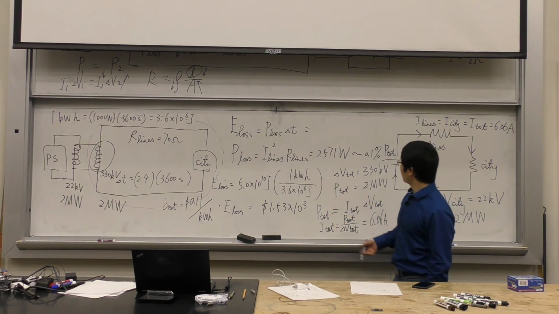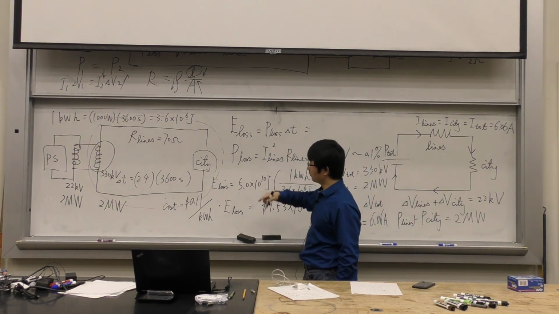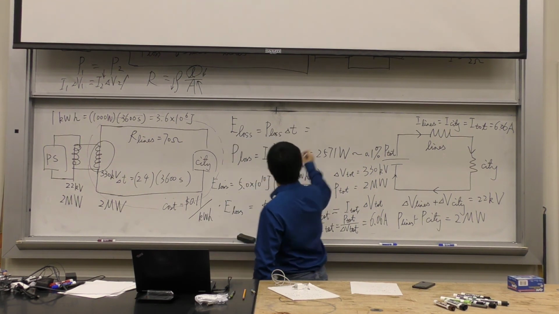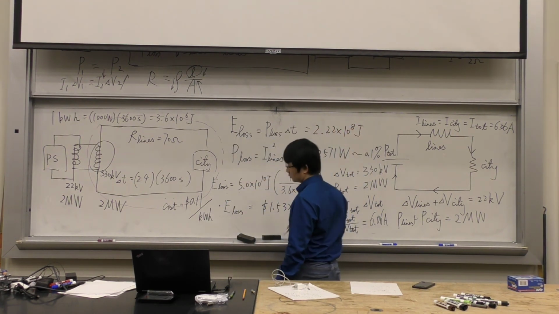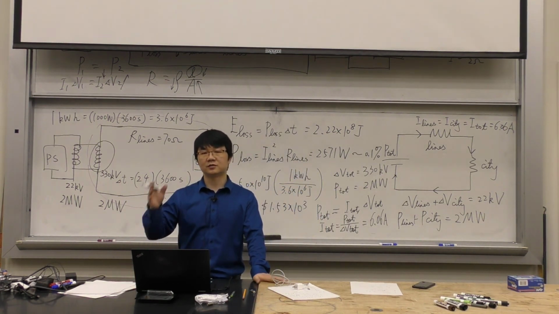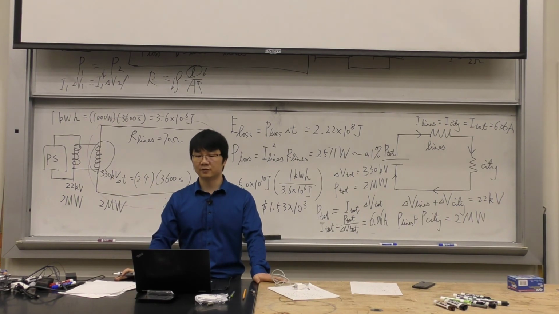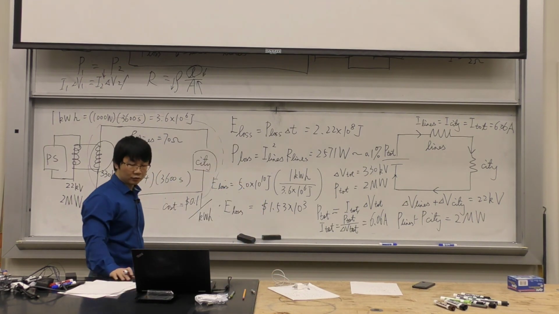Now we can go ahead and find the energy loss. You just multiply this by the time. The time is the same, right? So the number I got is 2.22 times 10 to the 8 joules. This still seems like a large number, but remember, that's because joules and watts are very small units in electricity consumption, okay? Now I want you to finish the last part, the last slide.